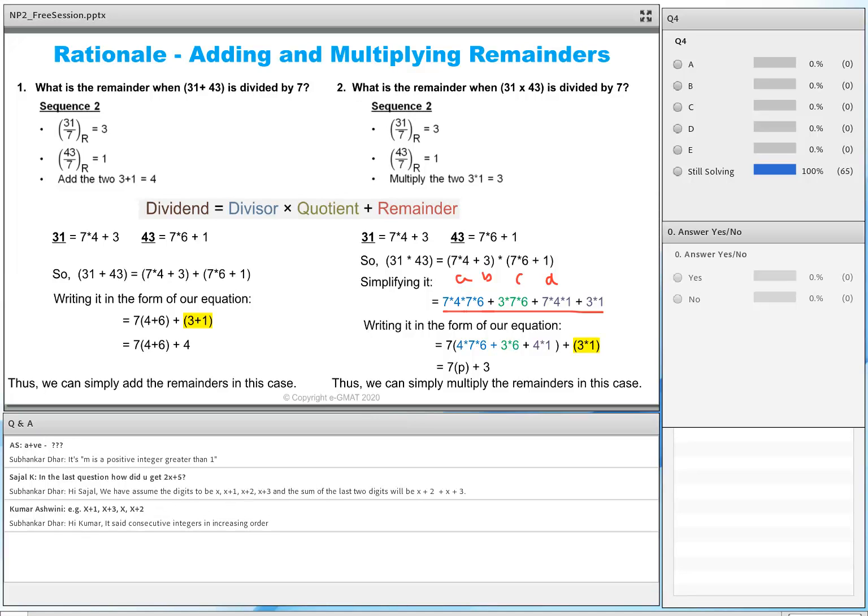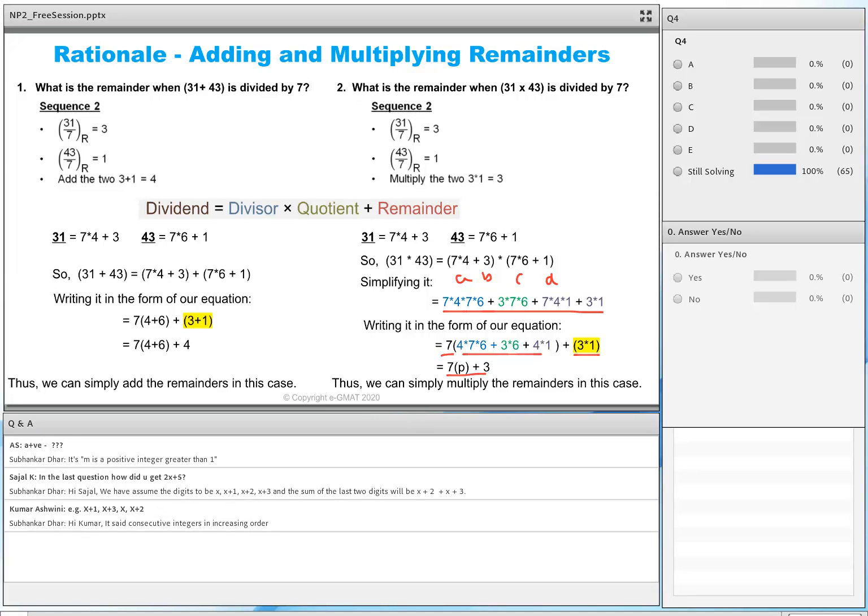And when I simplify this entire part here, take out the 7 common that we have, this can be written as 7 times a very big number plus another number, or in the form of 7p plus r, where p is the quotient, 7 is the divisor, 3 essentially is the remainder.